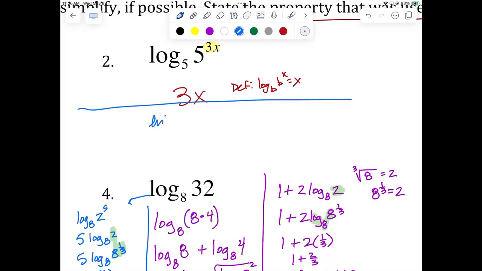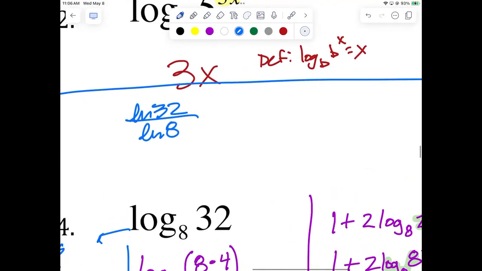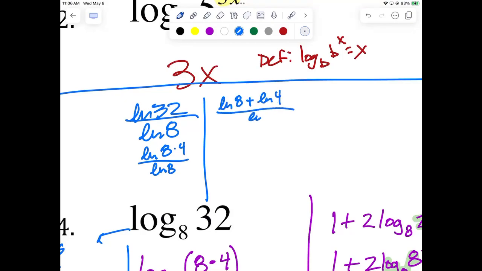Let's try it. The natural log of 32 over the natural log of 8. Will that work? That should work. Now that's the same as the natural log of 8 times 4 all over the natural log of 8, which if I split that up, is the natural log of 8 plus the natural log of 4 all over the natural log of 8. I don't know if this is going to be any easier. Now I can split it up: the natural log of 8 over the natural log of 8 plus the natural log of 4 over the natural log of 8. I don't know if this is going to be easier or not. And then we get 1 plus, and then I'm stuck over here.